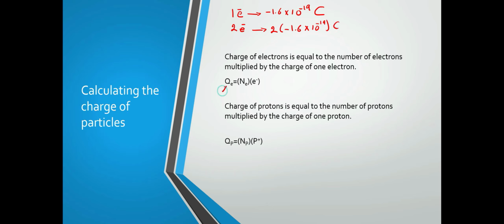So the charge of electrons is equal to the number of electrons multiplied by the charge of one electron. Same thing applies for protons. If we have one proton, its charge is positive 1.6 times 10 to the power of negative 19 coulombs. Let's say we have 15 protons. Their charge will be 15 multiplied by 1.6 times 10 to the power of negative 19 coulombs. So the charge of a group of protons is equal to the number of protons in that group multiplied by the charge of each proton.